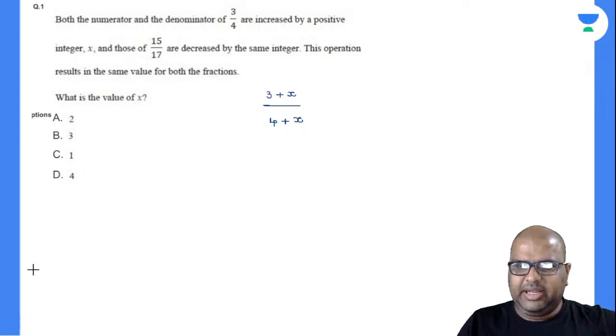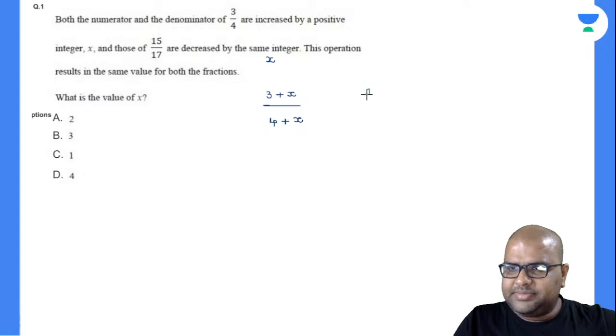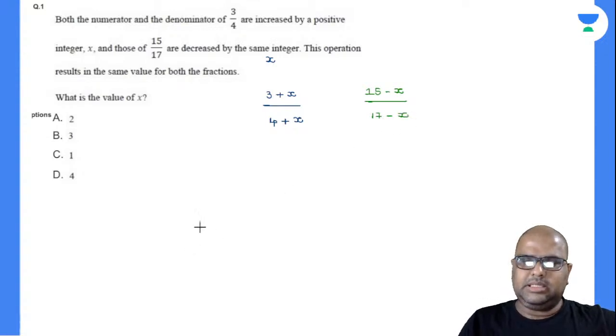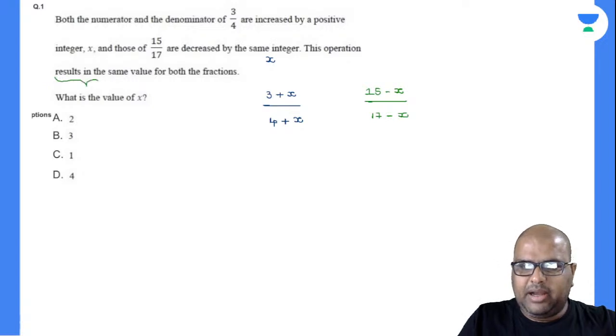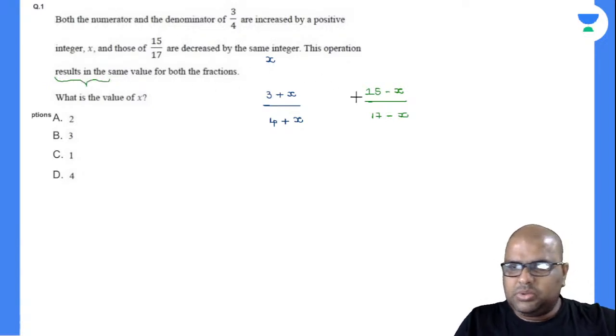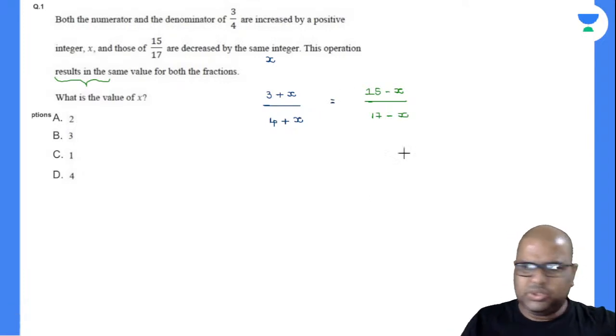And those of 15 by 17 are decreased by the same integer. Same integer, meaning x only. Now in another scenario, I'll write down in red ink. Numerator of this fraction is 15, decreased by the same integer called x. Now denominator of this fraction is 17, and this is also decreased by the same integer called x. And this operation results in the same value for both fractions. So by doing this, these become equal. That's it. Your question is over here.